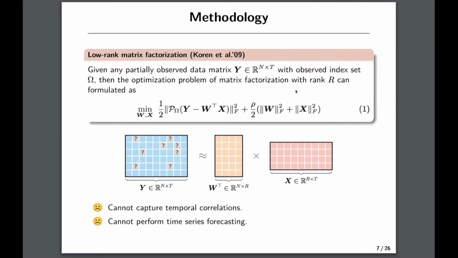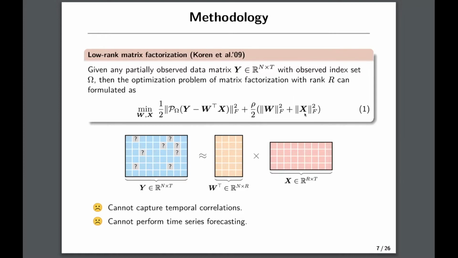In general, we have a very classical model for reconstructing missing values in a data matrix. This is low-rank matrix factorization. It has been successfully applied to recommender systems and image inpainting. Given a partially observed data matrix Y with n rows and T columns, if we use omega to denote the observed index set, then we can define the optimization problem of matrix factorization with a certain rank as equation 1. In equation 1, we factorize the data matrix Y into the factor matrix W and the factor matrix X. This is a regularization term for factor matrix W, and this is a regularization term for factor matrix X.